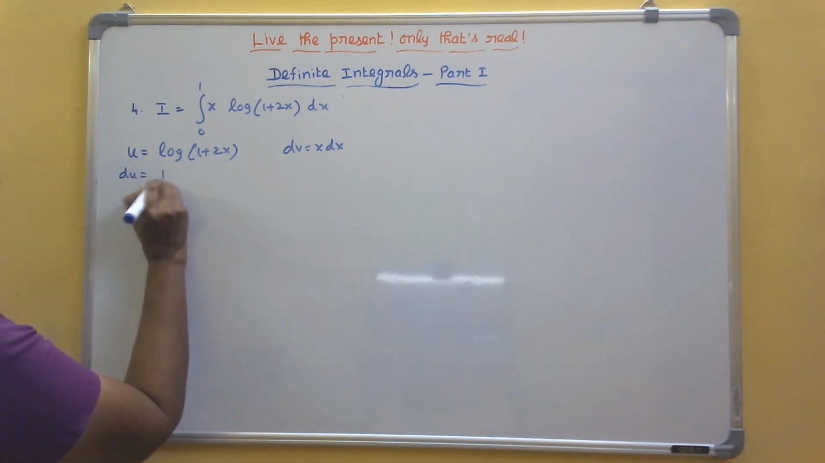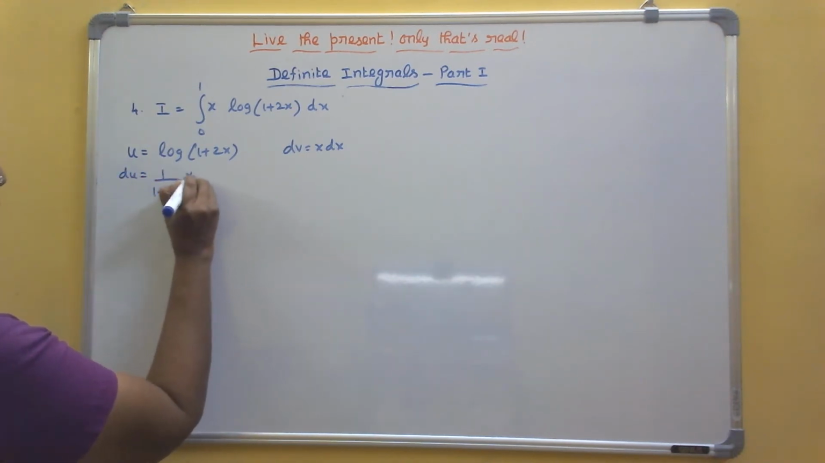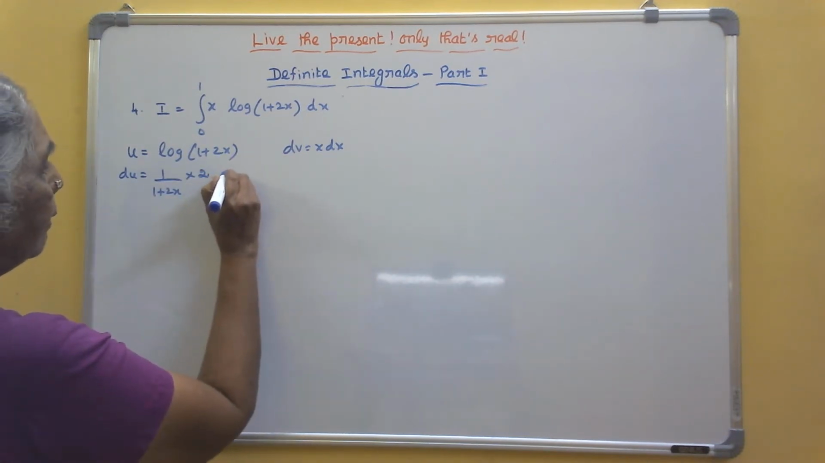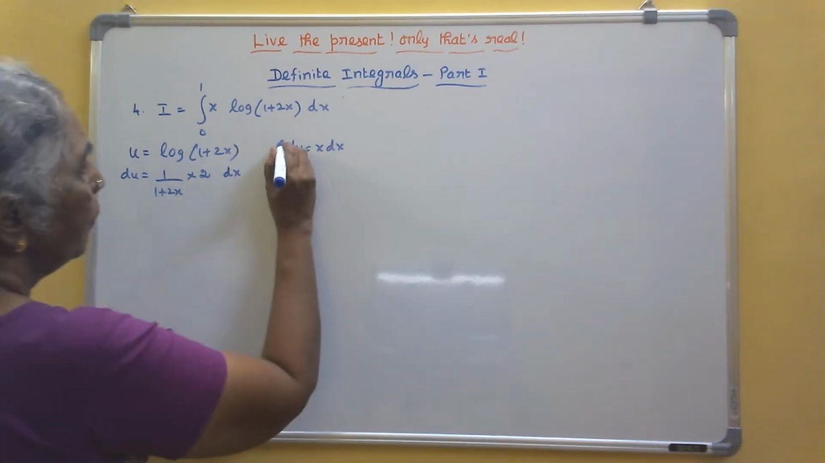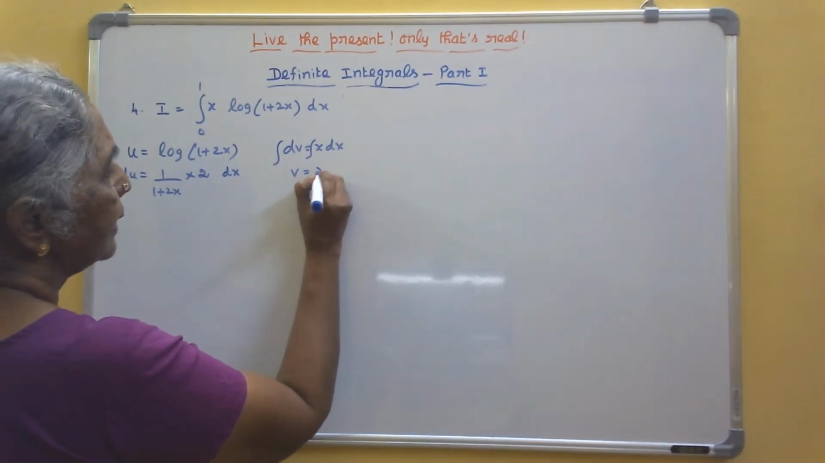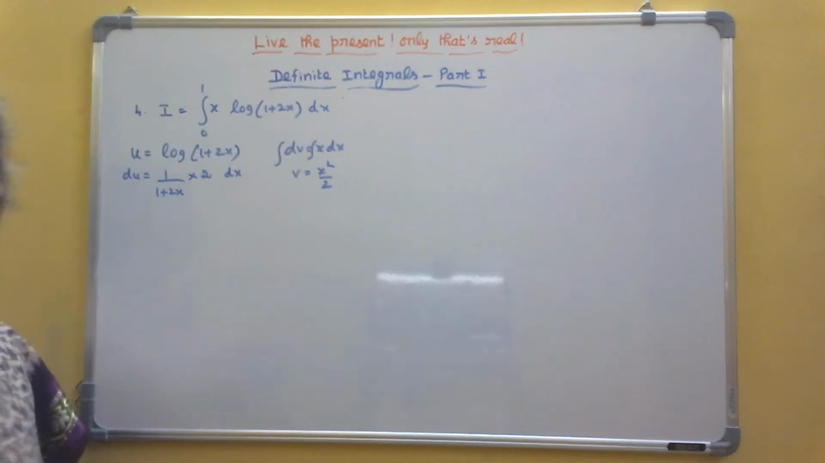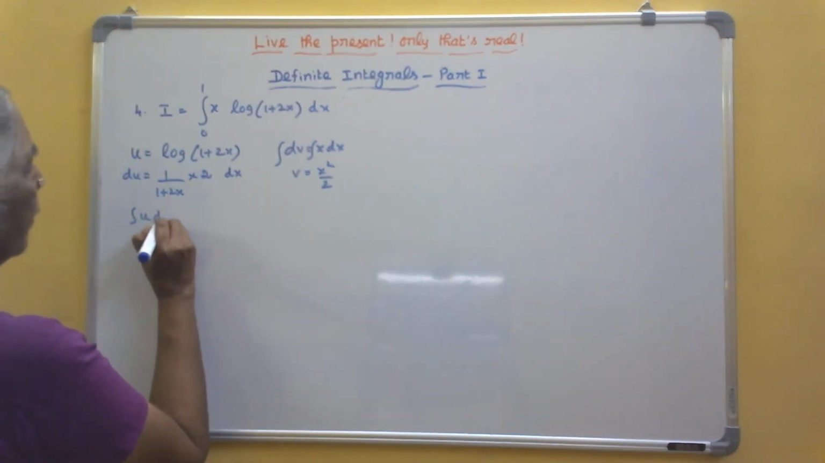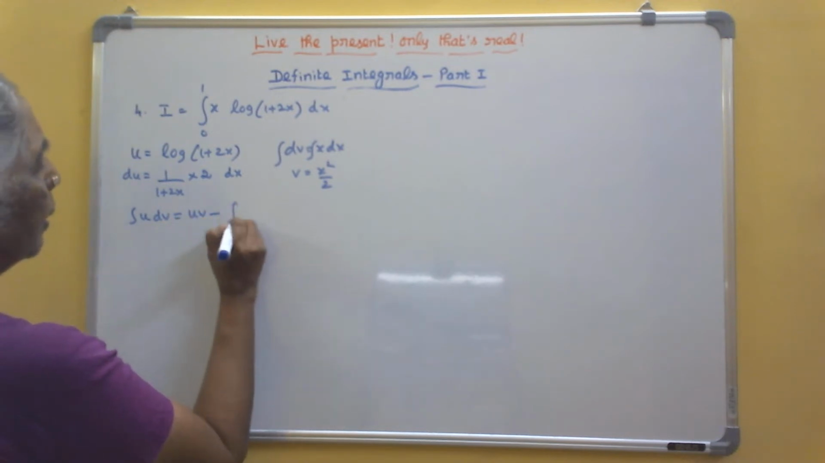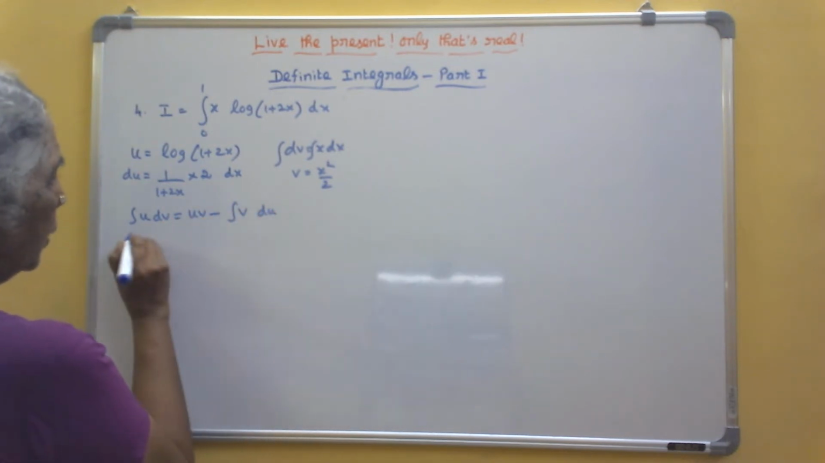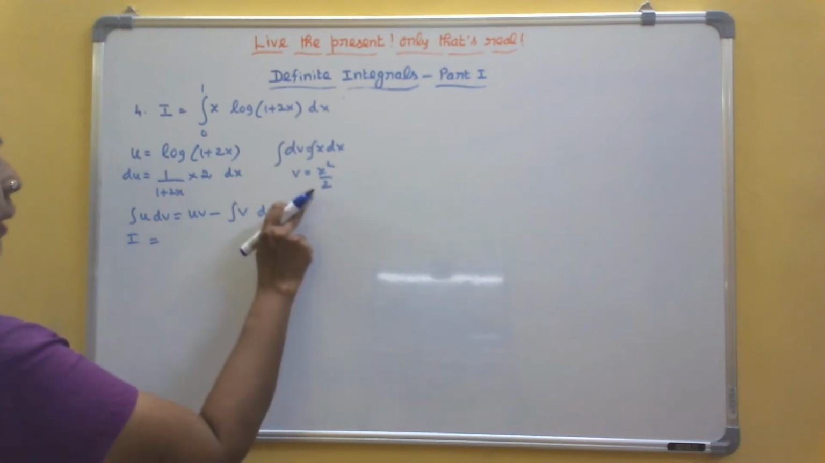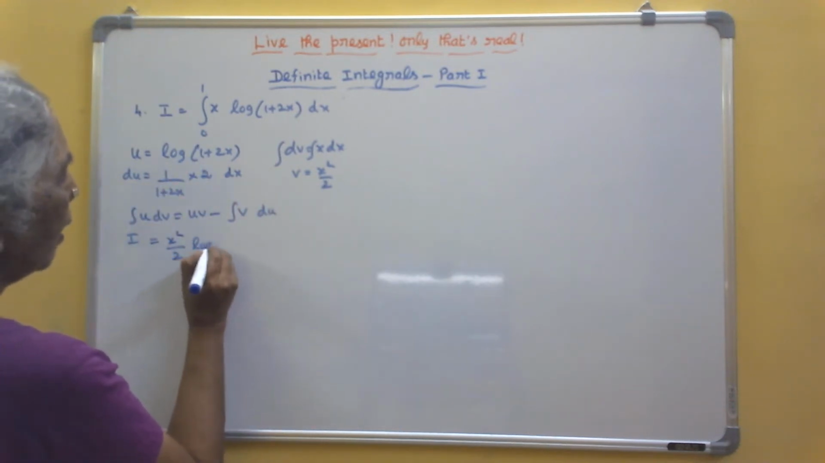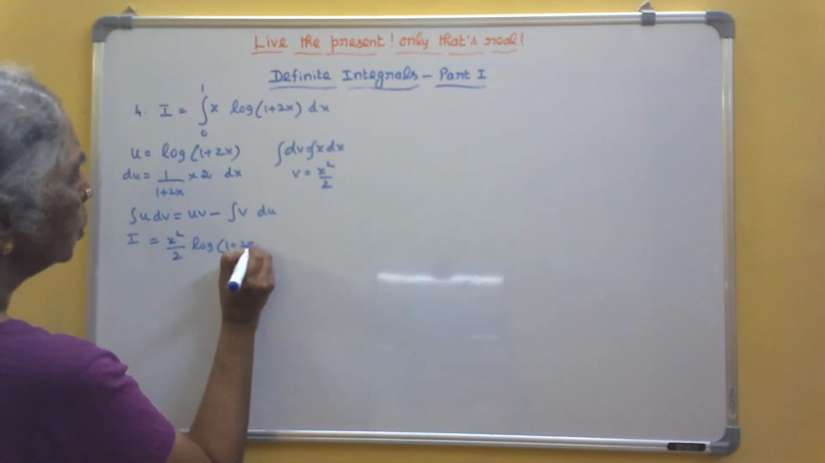Now you differentiate this. So du will be 1 by 1 plus 2x into 2, because 2x if you differentiate, that is 2, then dx. Here if you integrate, you will get v is equal to x squared by 2. Let us write the formula. Integral u dv is equal to uv minus integral v du. This will become I and uv, so you will get x squared by 2 log 1 plus 2x.